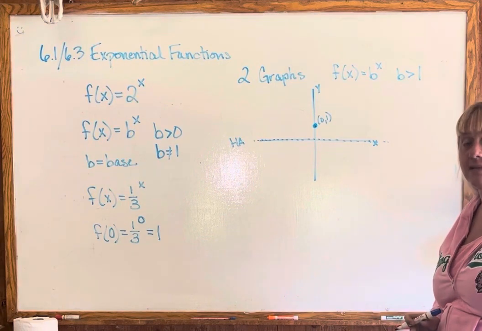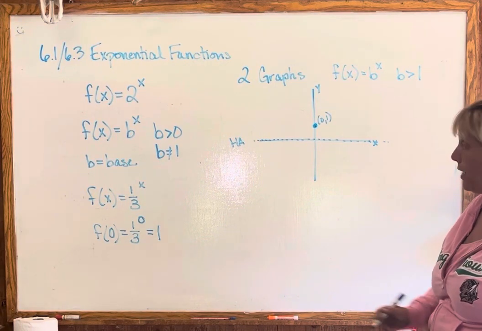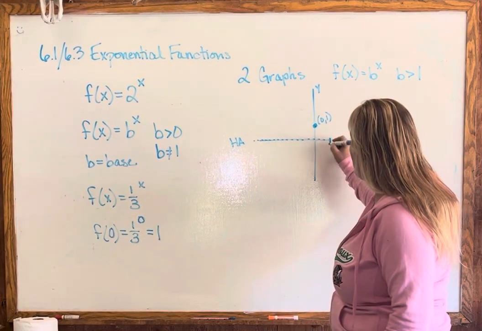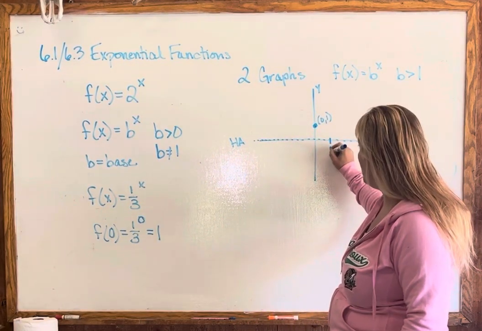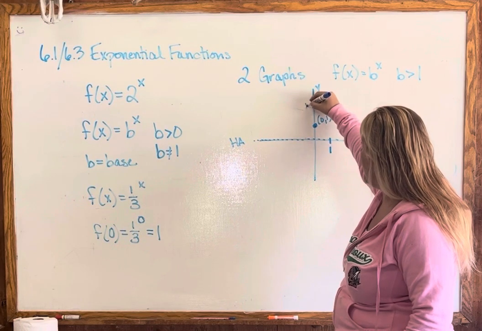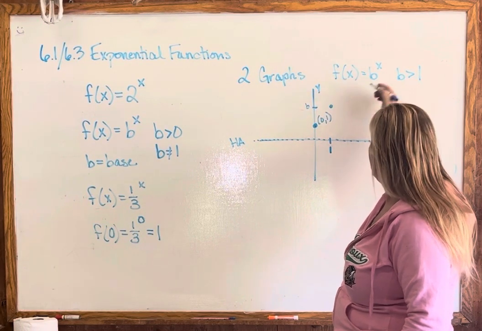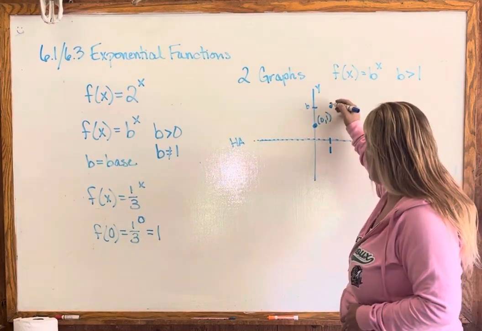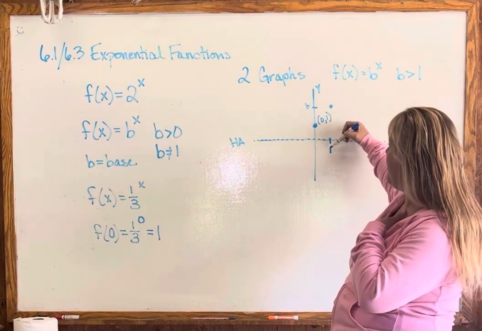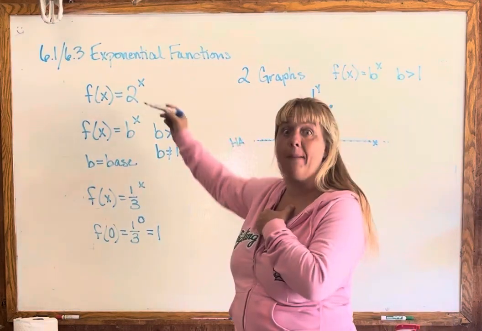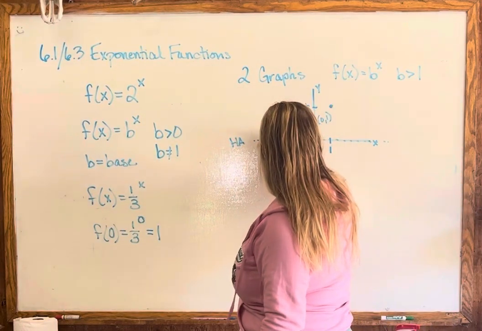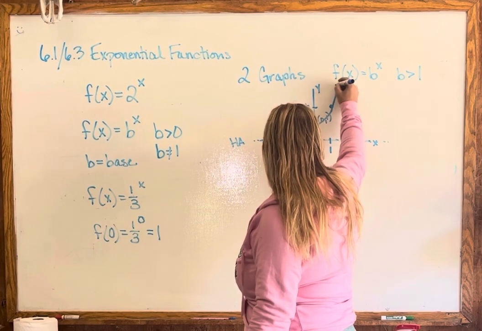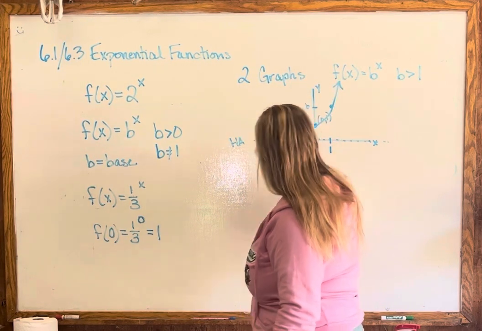Every one of these graphs is going to have the point (0, 1), because anytime you plug in 0, you get 1. The other point is, if we put in 1, that's going to give us b, since b to the first power is just b. So every graph is going to have (0, 1) and then (1, b), whatever the base is. And this graph is going to look like this.